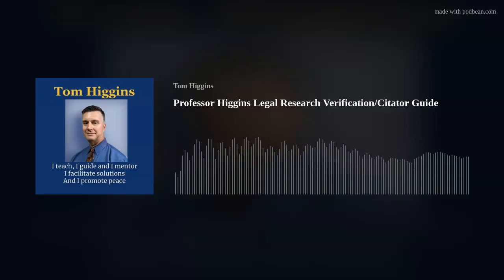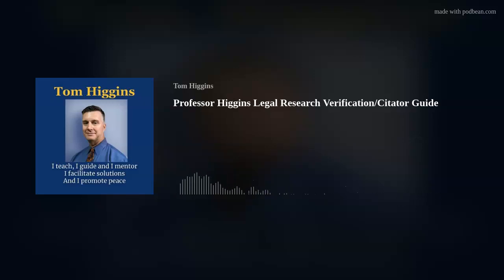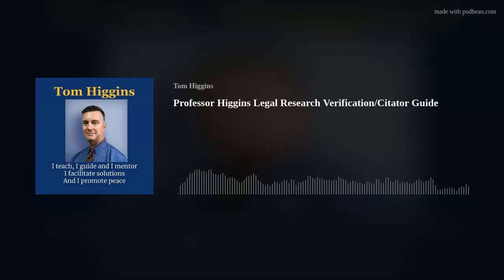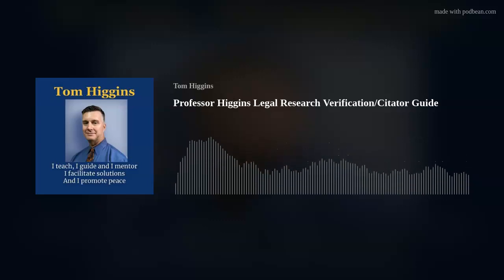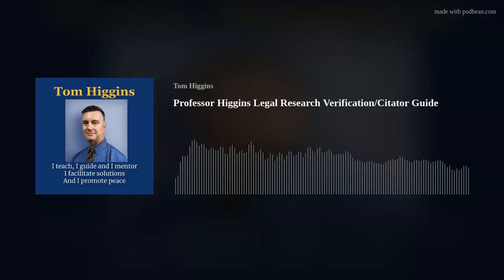This is a guide for why we verify the law, and a reinforcement of, for our purposes, Shepard's, but also a reminder about KeyCite. Before a lawyer presents any document to the court or anyone else, they must be certain that the information they are relying on is both up to date and relevant.